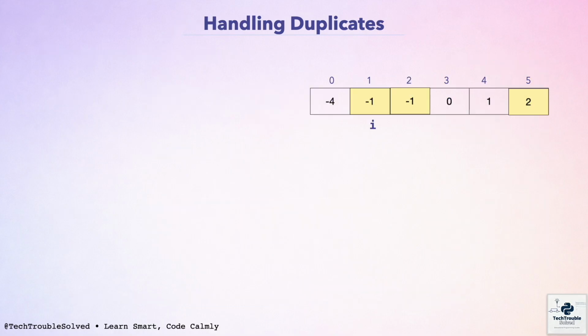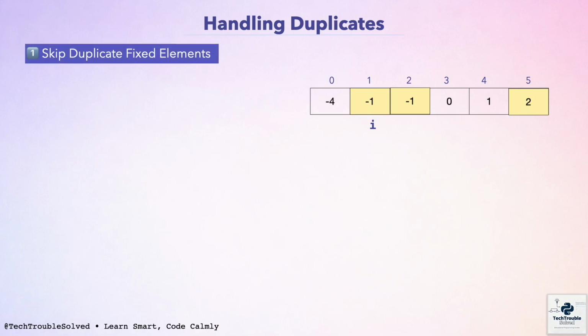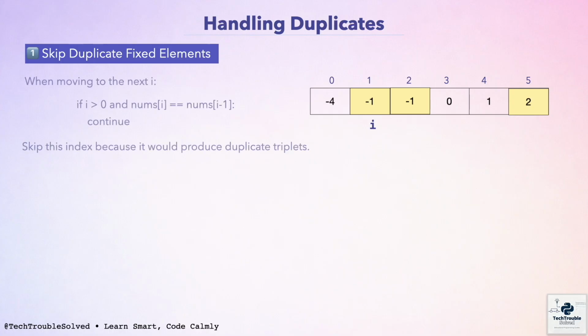We skip duplicates in three specific places. First, when selecting the fixed element i. If the current value is the same as the previous one, it means we already processed this number as the starting element. So, we simply skip it. This prevents starting the search with the same value again.